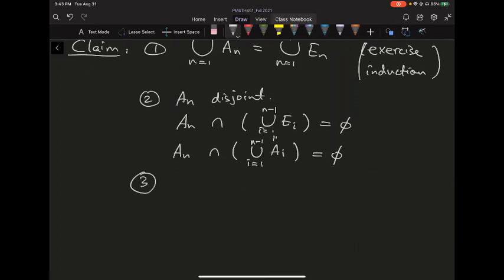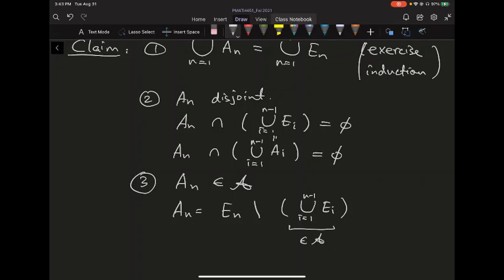And thirdly, these An are really inside your algebra. Why is that? By definition, An equals En take away the union of the first n minus 1 of these Ei. Because A is an algebra, we know that the finite union is in A. And we just showed, as one of the basic properties, that if you take two elements from an algebra, then their set difference is also in the algebra. So An is in A.